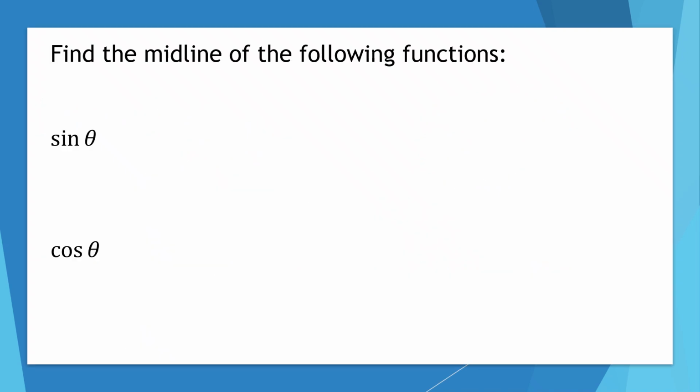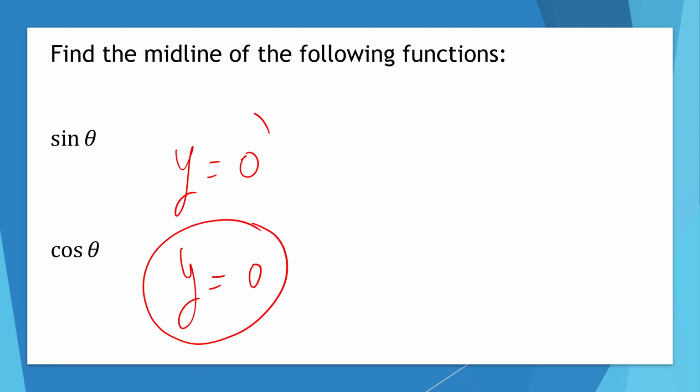And then our midline for sine and cosine are, again, both the same. It's just going to be y equals 0 for both of those there.